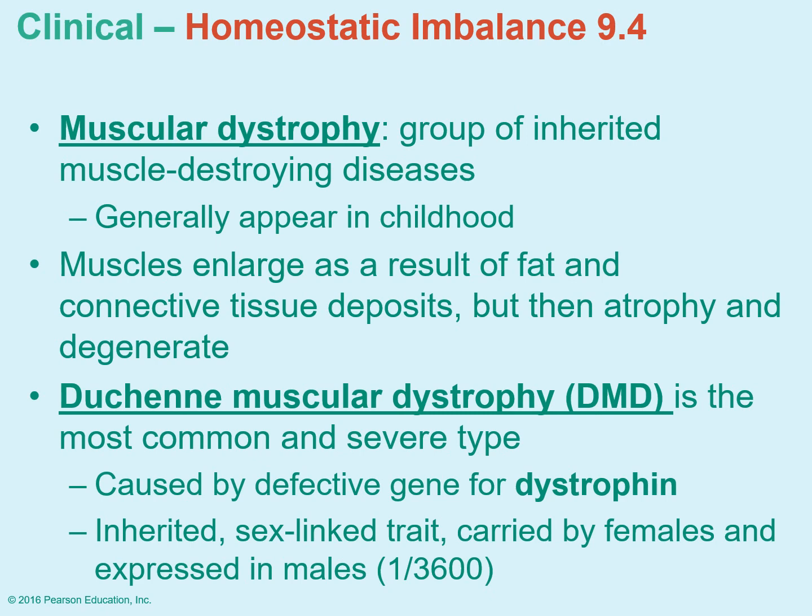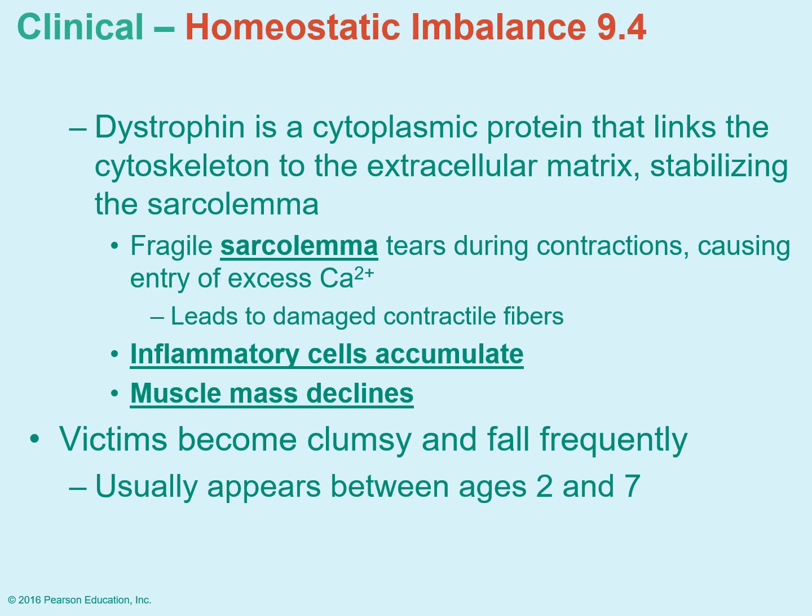It's inherited. It is a sex-linked trait, meaning it's often carried by females. So a female may not have the disease, but she is a carrier. She passes it on to her son on the X chromosome. Because males only have one X chromosome, they have a higher chance of getting it versus females. Victims, because the muscles are atrophying, can't use them as well, they become more clumsy, and they tend to fall frequently. Usually it appears between ages of 2 and 7.